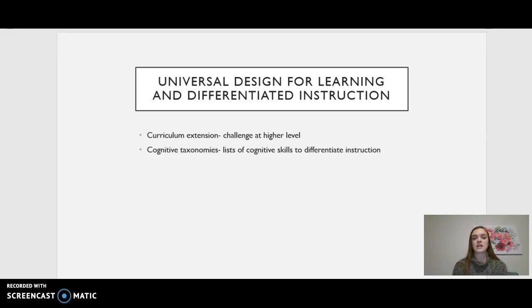And then for universal design for learning and differentiated instruction: curriculum extension, so challenge at higher levels. When a student is finished with their assignment, give them something challenging, make them challenge themselves. Also, cognitive taxonomies, lists of cognitive skills to differentiate their instruction. So that is the end of my presentation on the different exceptionalities and the characteristics that go along with them.